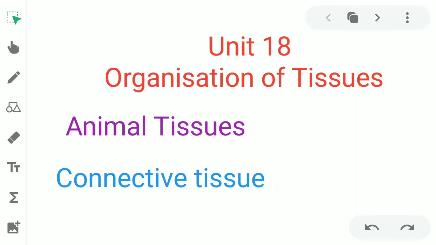Today we are going to see Unit 18, Organization of Tissue. Tissues are classified into animal tissue and plant tissue. Plant tissue we already saw. Animal tissue has four types: epithelial tissue, connective tissue, muscular tissue, and nervous tissue. Epithelial tissue we saw in the last video. In this video we are going to see connective tissue.